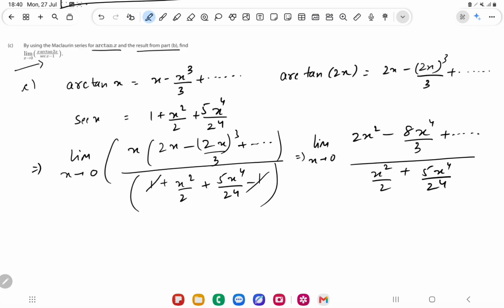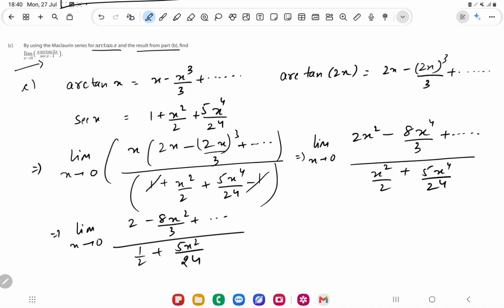Now I can divide both numerator and denominator by x squared. So I am just simplifying. After dividing, it will be this over, I am dividing by x squared, 5x squared over 24. Now when I substitute the limit, my final answer will be 2 over 1 over 2, that is 4. So this is the final answer for the expansion.